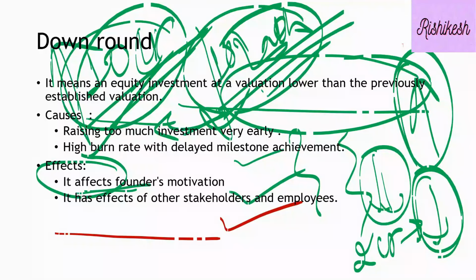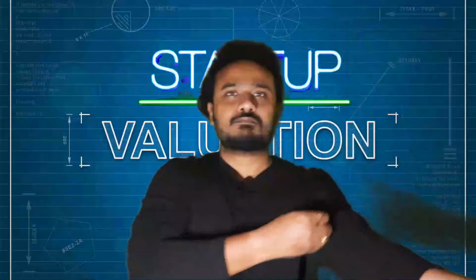Obviously, your motivation as a founder will keep on decreasing if it's a down round, and it has effects on other stakeholders and employees as well as the market, as well as the investors, right? So this is very demotivating. So it's usually not advisable to have a down round, right? And a startup should make sure that they don't have a down round. So the strategy of investment, the strategy of fundraising should take this into consideration.